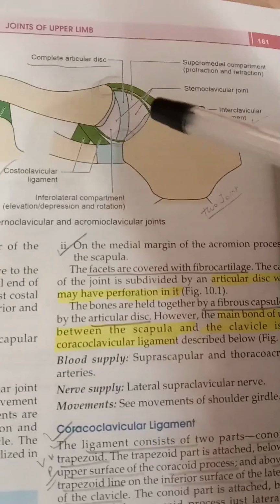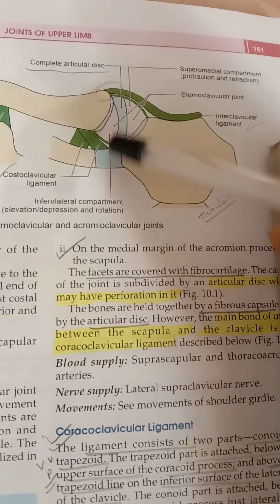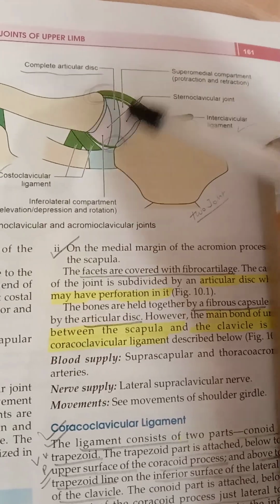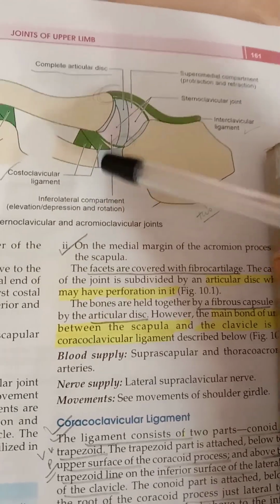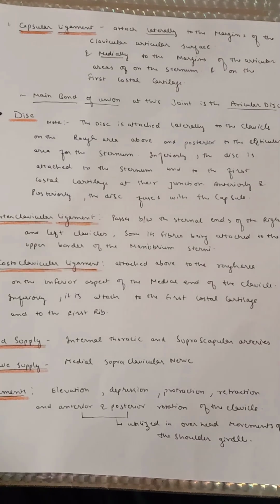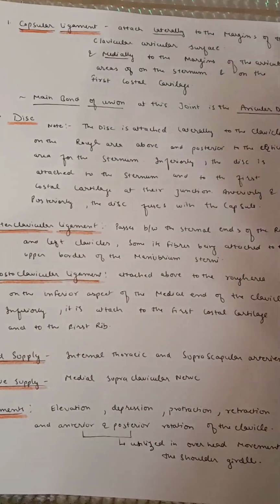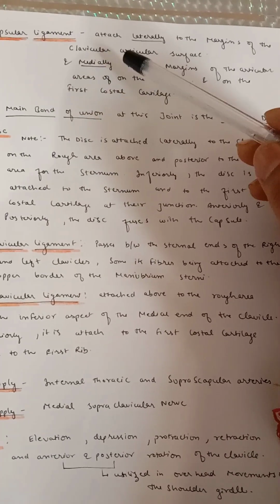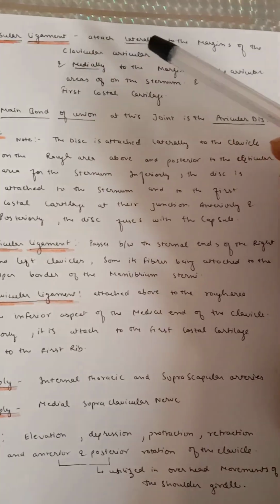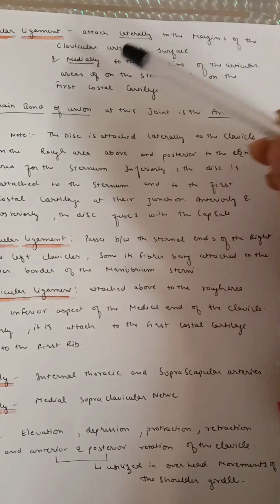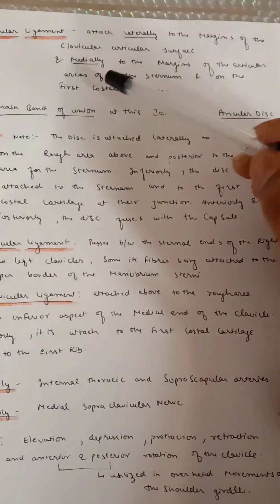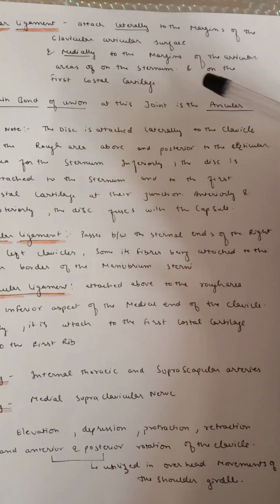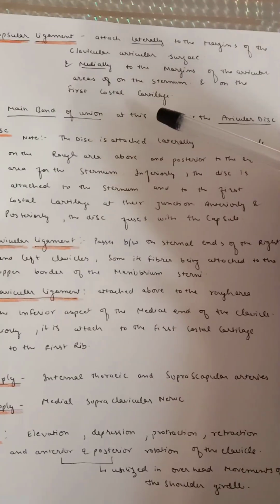So here you can see the complete articular disc, which divides the joint into two compartments: the superior medial compartment and the inferior lateral compartment. Okay. So first, the capsular ligament. We have to discuss the capsular ligament. It is attached laterally to the margin of the clavicular articular surface and medially to the margin of the articular areas on the sternum and on the first costal cartilage.